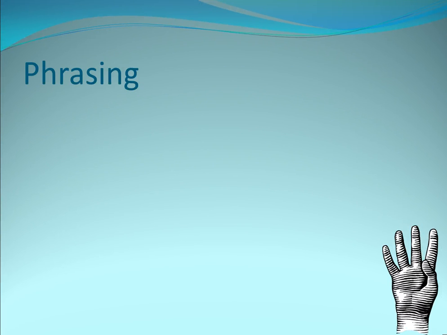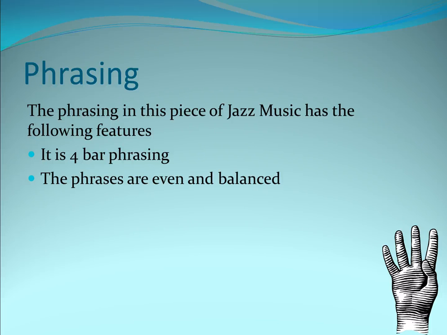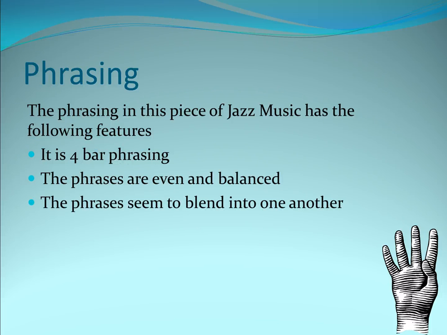Okay, so our answer would look something like this. The phrasing in this piece of jazz music has the following features. That's our topic sentence, and here's our organisation and plan. It is 4-bar phrasing. The phrases are even and balanced. The phrases seem to blend into one another, and in this piece of music they actually do. So that's the way it is, and there's probably not much else you're going to do for phrasing there.